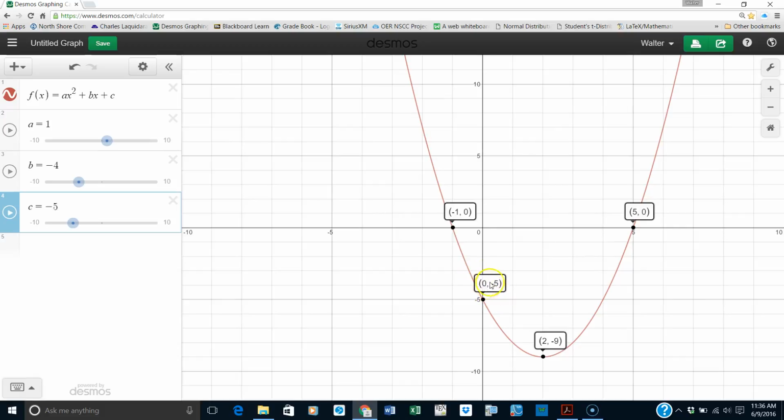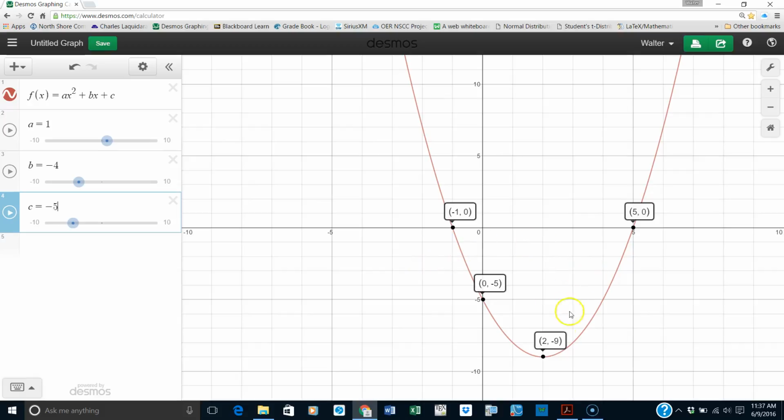If we find f at 0, that gives us the y-intercept. So the y-intercept is -5. And the lowest point on the graph is 2, -9, and that will be the vertex of the graph. So we'll be looking at locating the x-intercepts, the y-intercept, and the vertex whenever possible.